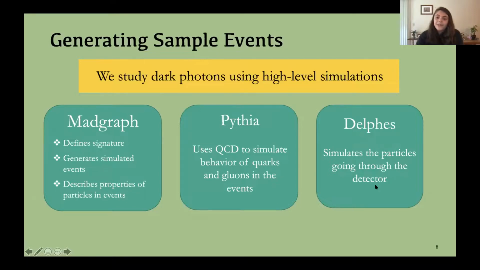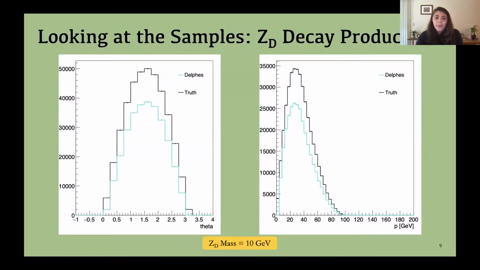And then finally, we have something called Delphes, which simulates what would happen if the particles actually go through the detector. So this is where we give it the information of, we're using the ILC in this detector, and it shows us what it would look like if it actually went through the detector. So once we run these event generators or the simulators, we can look at some of the properties of the particles that it generated.